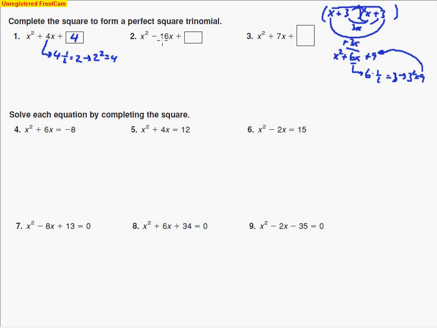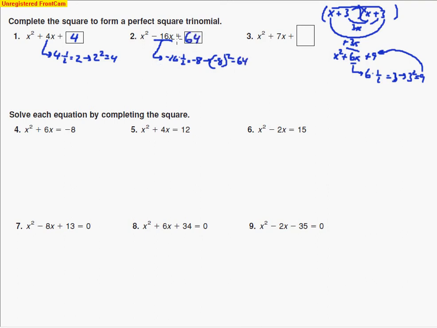Over here, same sort of thing. You just look at this number right here, and I need to take half of it. It doesn't matter whether it's negative or positive. You can write down negative 16 times a half, because when you take half of that, it makes negative 8. Then I'm going to take that negative 8 and square it. I'm going to multiply it by itself, and it makes 64. That's the number that goes in the missing spot.